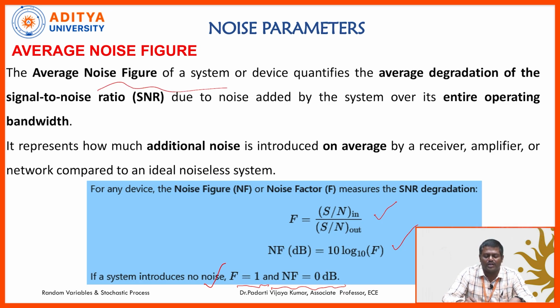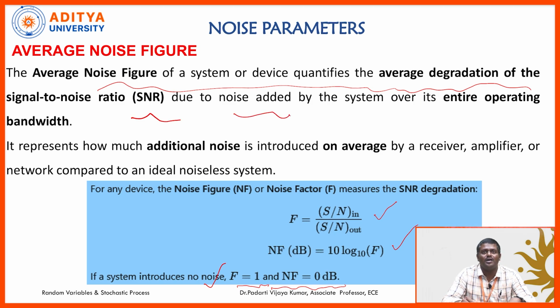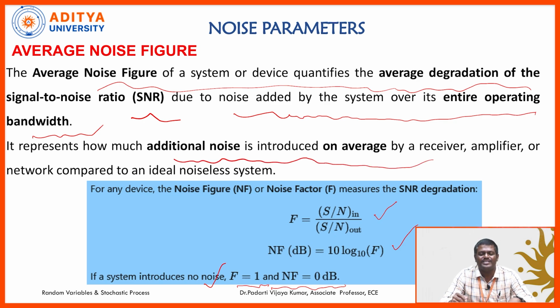So, the average noise figure quantifies the average degradation of signal to noise ratio due to the noise added over its entire operating bandwidth. It gives you the information regarding how much SNR is degraded due to the noise over the entire operating bandwidth. It also represents how much additional noise is introduced into the system on an average. System in the sense it can be a receiver, amplifier or a network. How much average amount of noise is coming into the system. It is also generally represented as average noise figure.